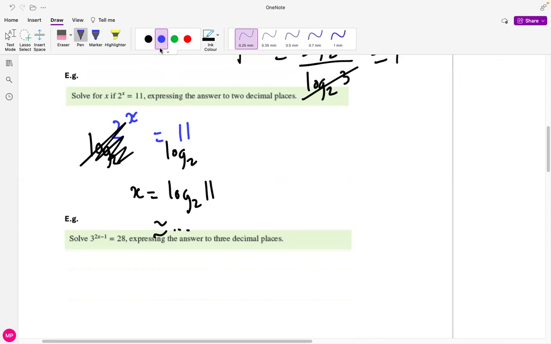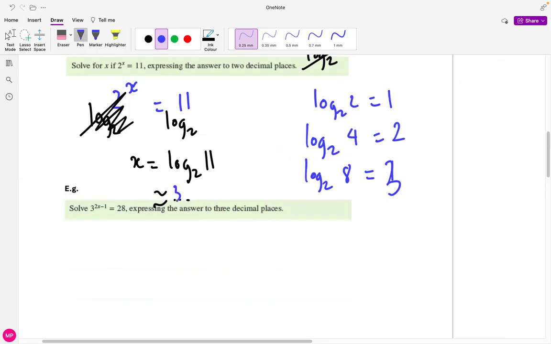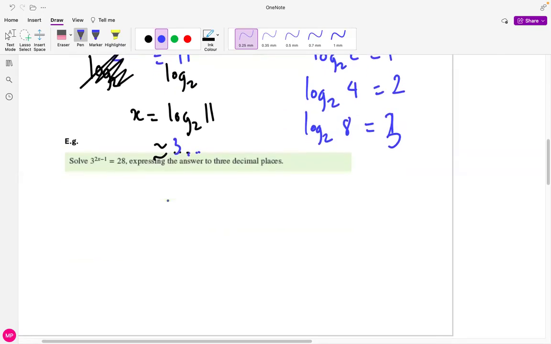But to estimate it, think about log 2 of 2 equals 1. Log 2 of 4 equals 2, right? Because 2 squared equals 4. Log 2 of 8 equals 3, because 2 to the power of 3 equals 8. So 11 will give you 3 point something. That's how I know. But I just don't know if that's 3.1 or 3.2 or what.